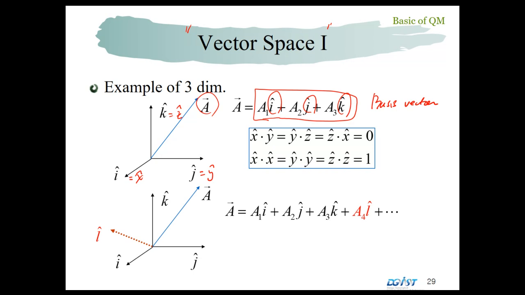And let's think about that. If we are now talking about 4 dimensions, then what we need is an extra unit vector. And this can be generalized for n-dimensional space. We need n basis vectors. That means if we have n basis vectors, we can represent any vector in n-dimensional space. That's the generalization.